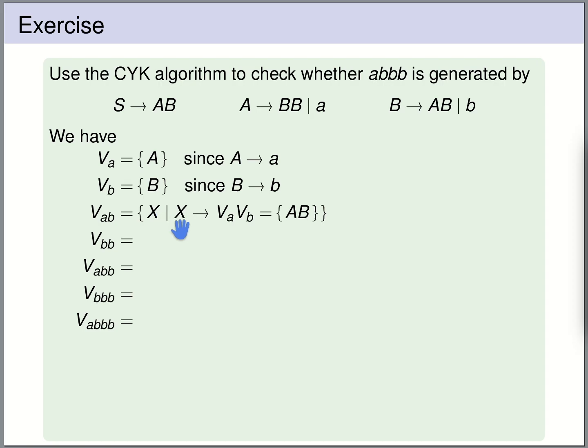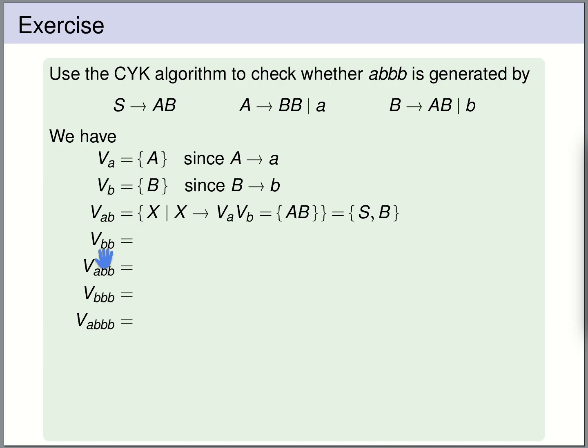So this means we are looking for all those variables that have a production rule with AB in the right-hand side. There are two such production rules: S rewrites to AB and B rewrites to AB. So V_AB consists of the variables S and B.